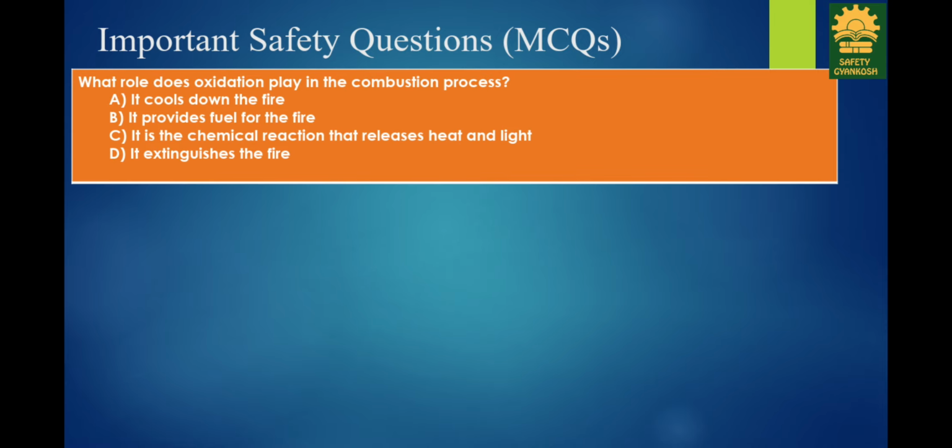Let's move on to the next question. What role does oxidation play in the combustion process? A. It cools down the fire. B. It provides fuel for the fire. C. It is the chemical reaction that releases heat and light. D. It extinguishes the fire. See, oxidation is the reaction that drives the combustion process. So the correct answer is C. It is the chemical reaction that releases heat and light.